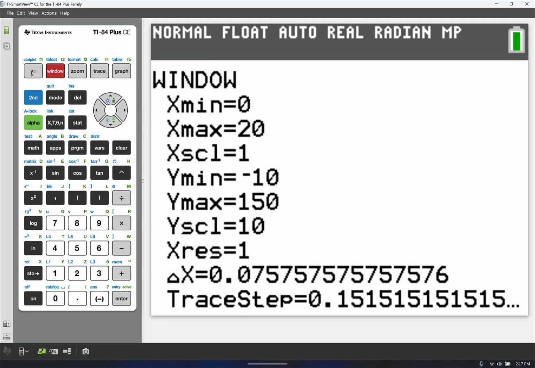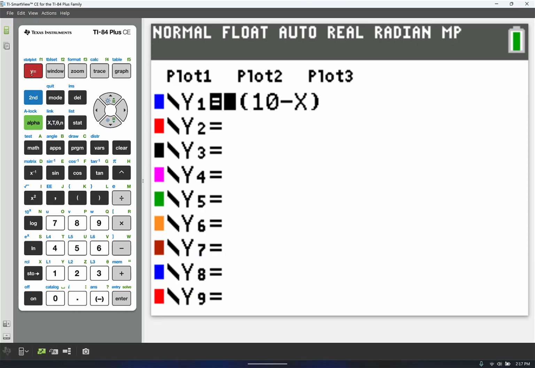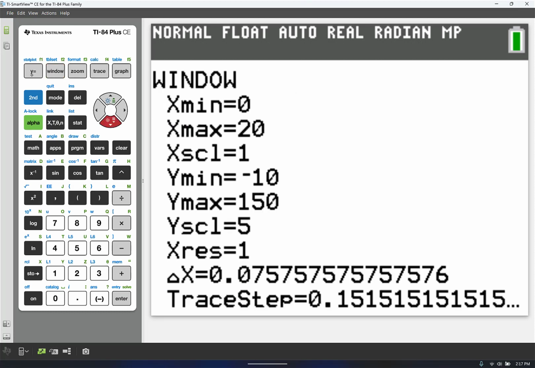Let me make it where I can see the y scale. Let's go by 5. Oh, no. Window. Oh, yeah. 0 to 10. X scale by 1. Y min negative 10. Y max 150. Y scale.